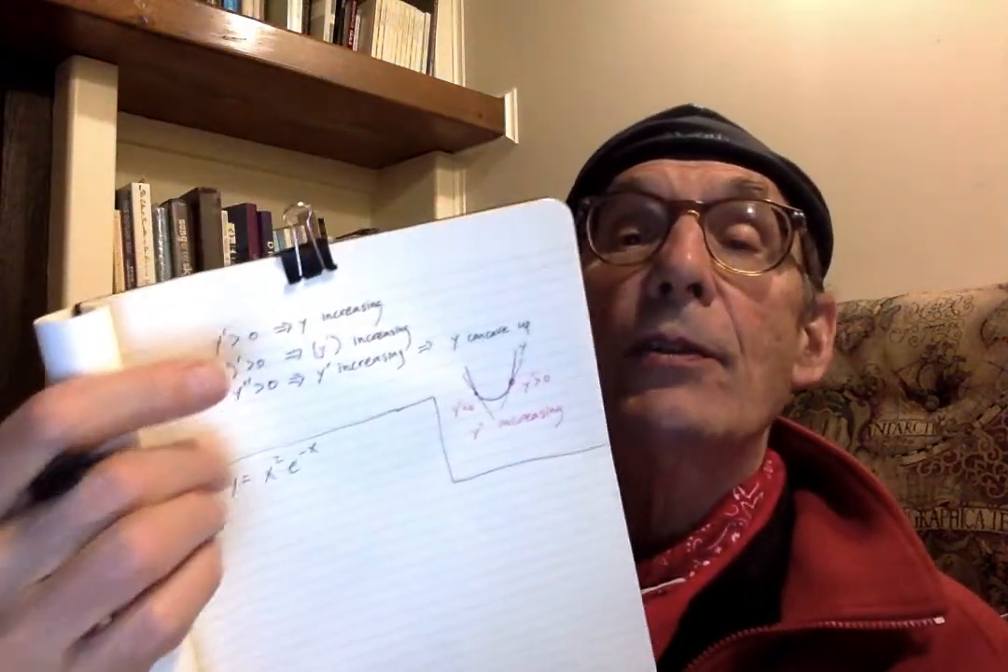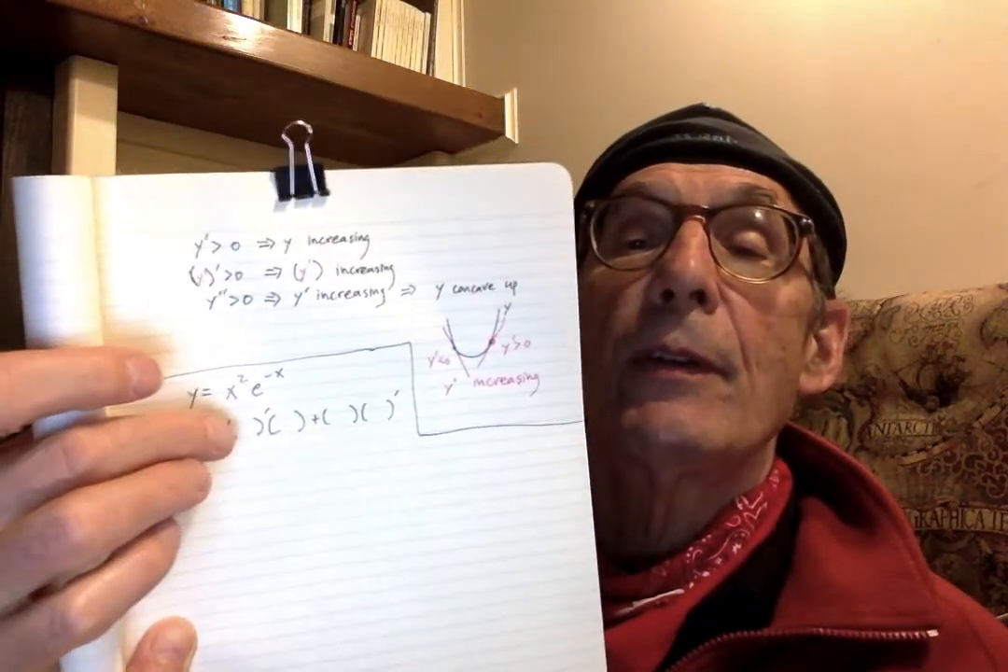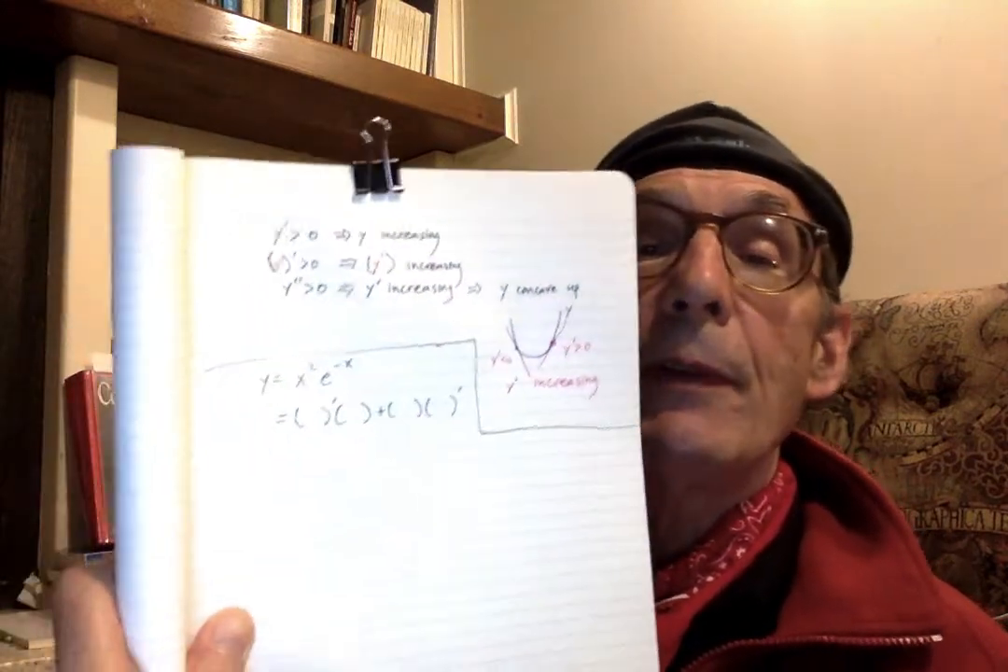y prime. To do that, you've got a function that's a product. It's x squared times e to the minus x. And so you have to use the product rule. And so in the very important strategy of doing the parentheses first, the product rule says the derivative of a product is the derivative of the first times the second plus the first times the derivative of the second.